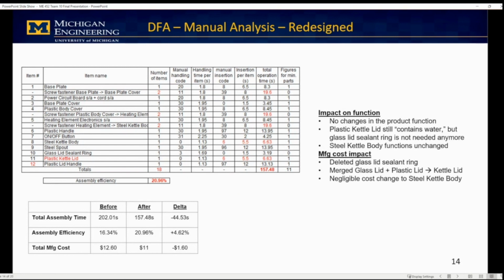Looking at the redesigned parts, we decreased assembly time by approximately 45 seconds, increased assembly efficiency by 4.6%, and decreased total manufacturing cost by $1.60, since we deleted a part and merged two parts together. And there were no changes in the product function.